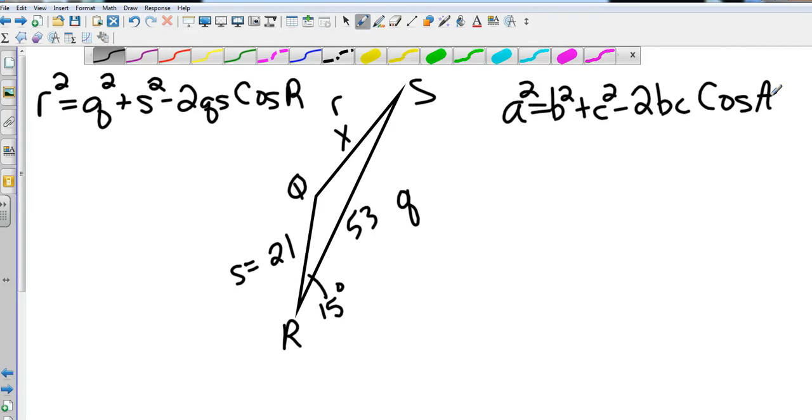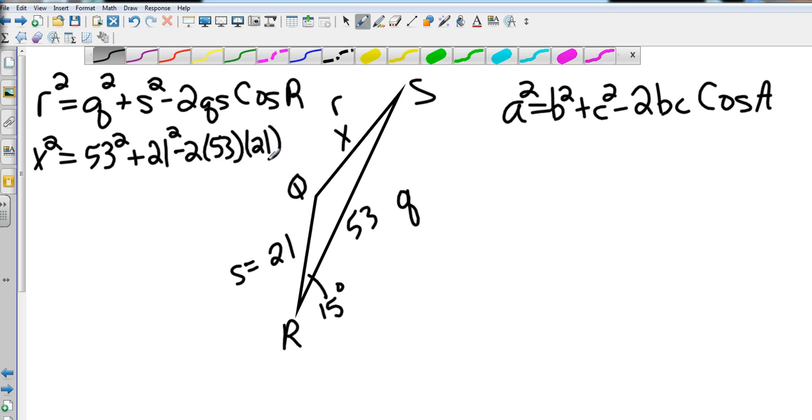So now let's just plug in what we have. We don't know what R is. Okay, so that's going to be x squared equals, we do know what Q is. Q is 53. We know what S is. S is 21 minus 2 times 53 times 21. I'm going to run out of room here. Cosine of 15 degrees. Okay, yikes, that's a mess. But we're going to clean it up a little bit.